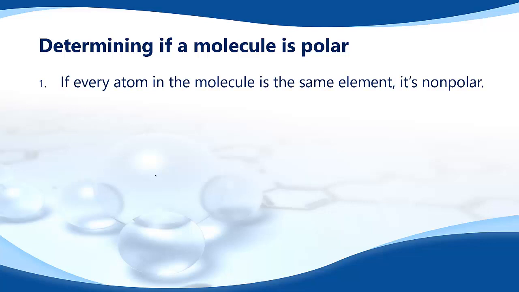First rule, if every atom in the molecule is exactly the same, it's nonpolar. Because if we're talking about the same atoms, again, polarity is based on pull for electrons. If I have, for example, 2 oxygen atoms in a molecule, so the O2 molecule.